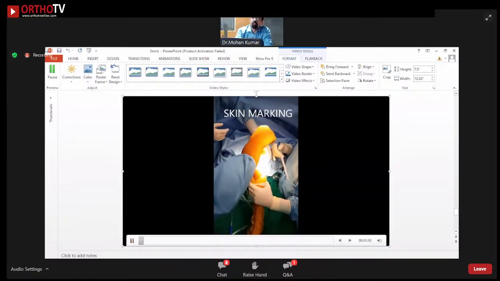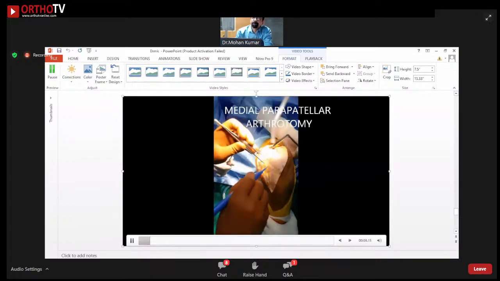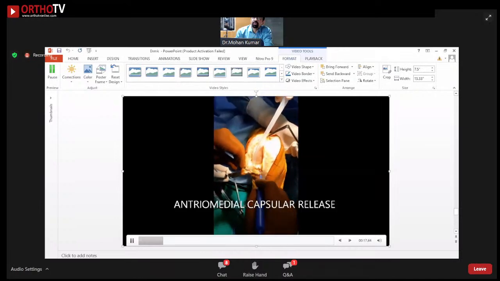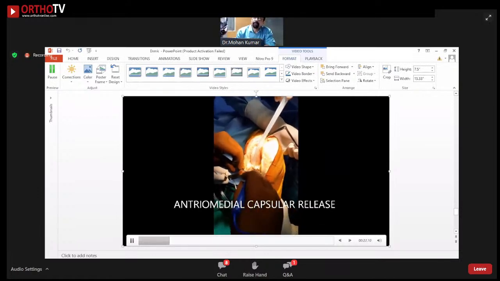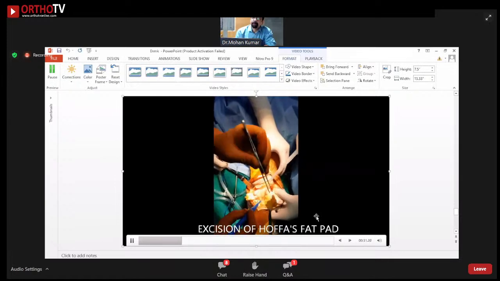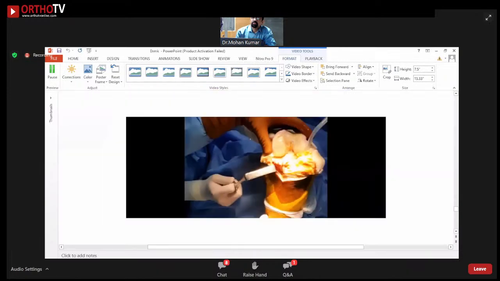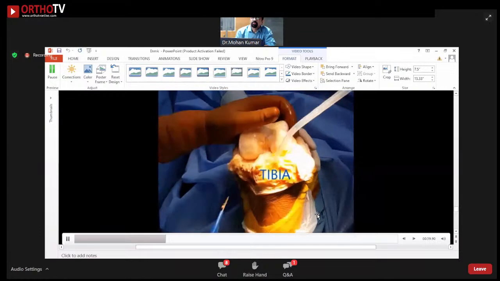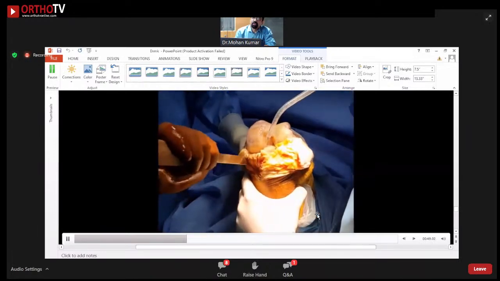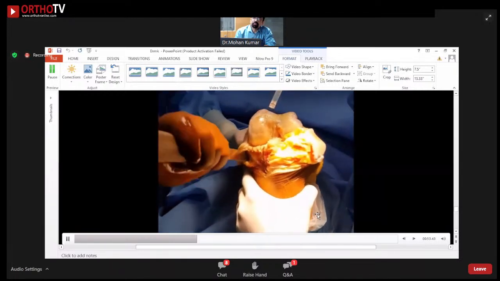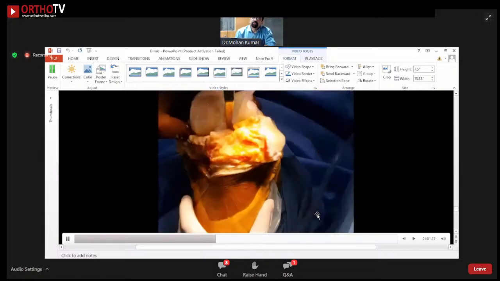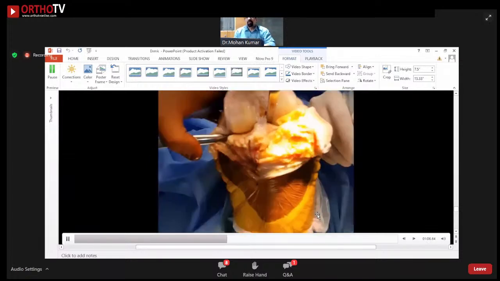So this is a small video. So the marking has to be done. This is a medial parapatellar arthrotomy. It will release the medial collateral ligament in the varus knee, which will be very tight. Posterior medial corner has to be taken care of.